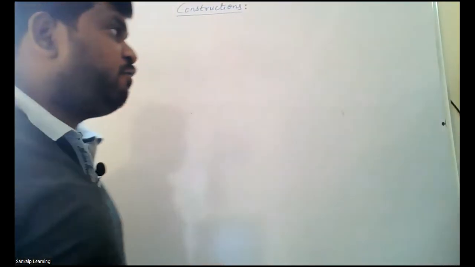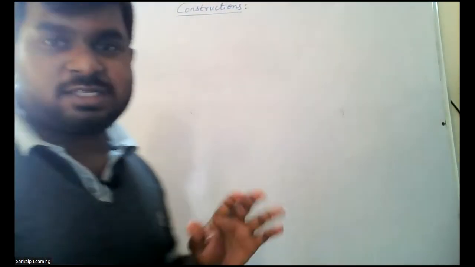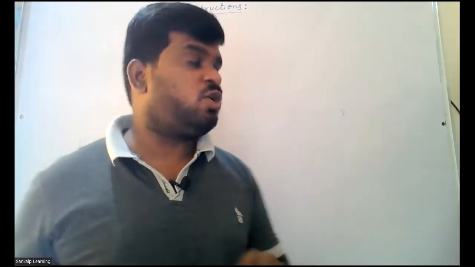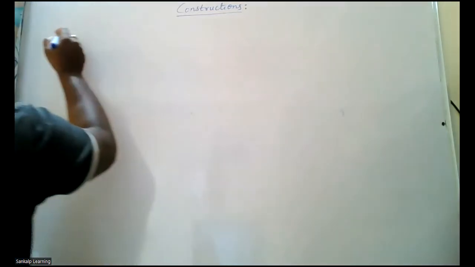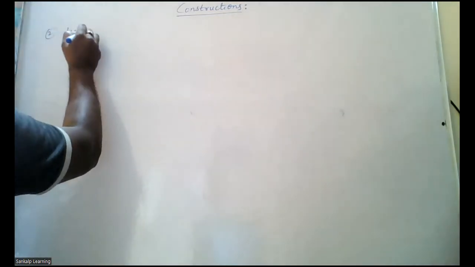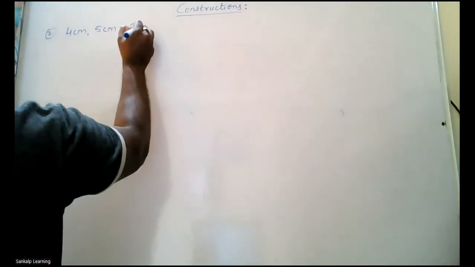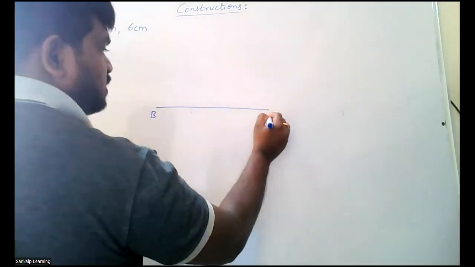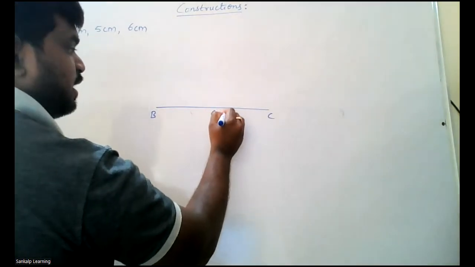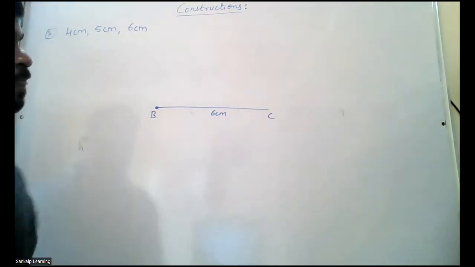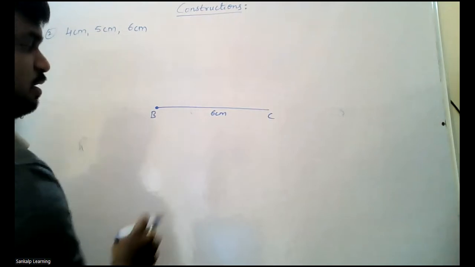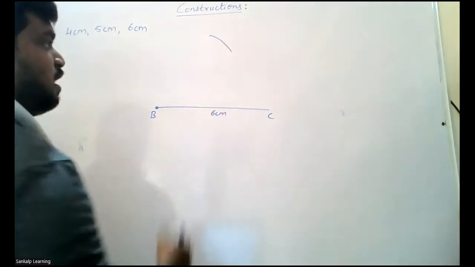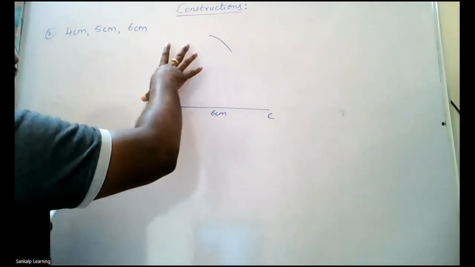So let's start solving this. First, we have to draw a triangle of 4 centimeter, 5 centimeter, and 6 centimeter. Let's say we have to draw triangle ABC with sides 4, 5, and 6. First, let's draw the 6 centimeter side. Let's say this is BC, which is 6 centimeter. Then from B, we have to cut an arc of 5 centimeter. With the help of the compass, take 5 centimeter in it, cut an arc. Keep B as your center and draw an arc, something like this.